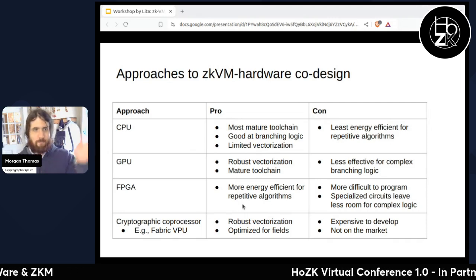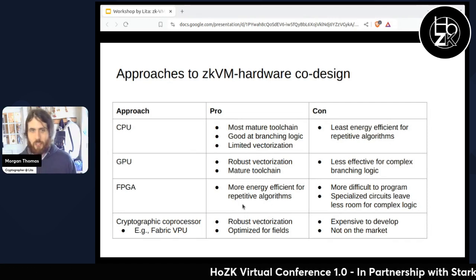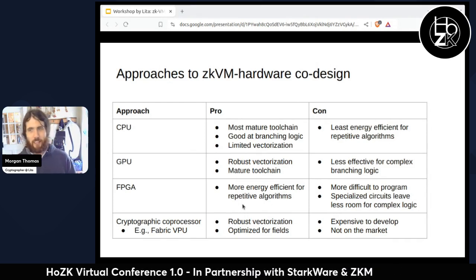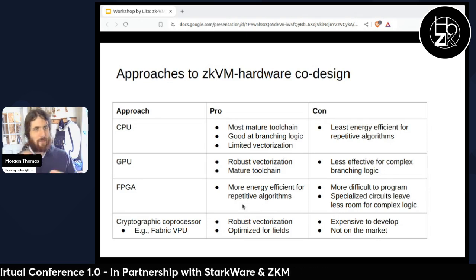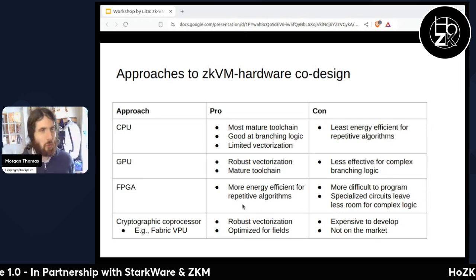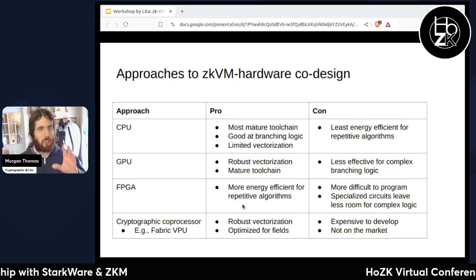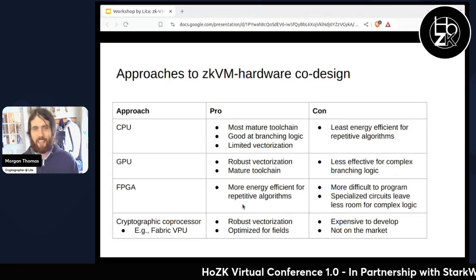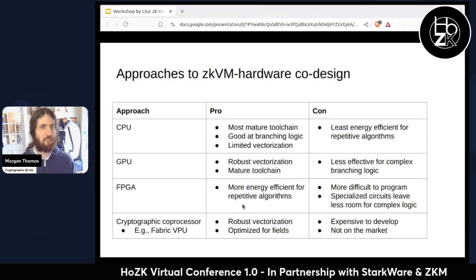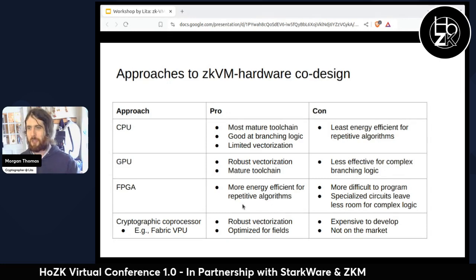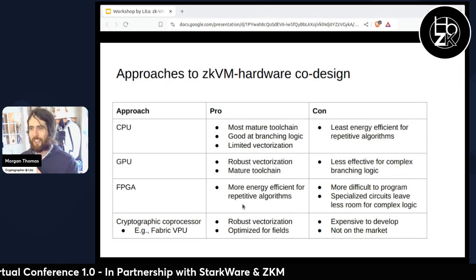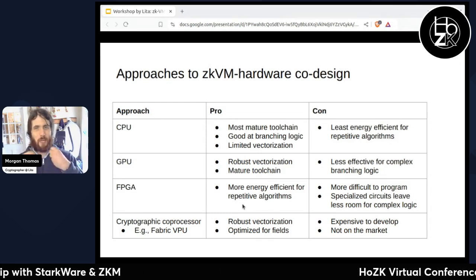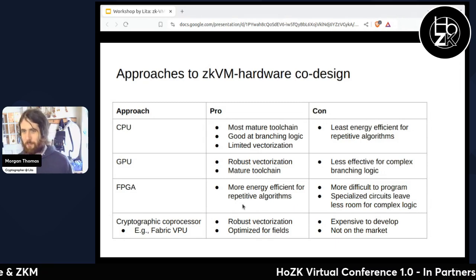I'm going to wrap up here in a couple of minutes. With FPGAs, they're field programmable gate arrays, so you can program your specific algorithm into the circuitry, and you can get even more energy efficiency than you get with GPUs, but they're more difficult to program, and it might be harder to do complex logic in them.